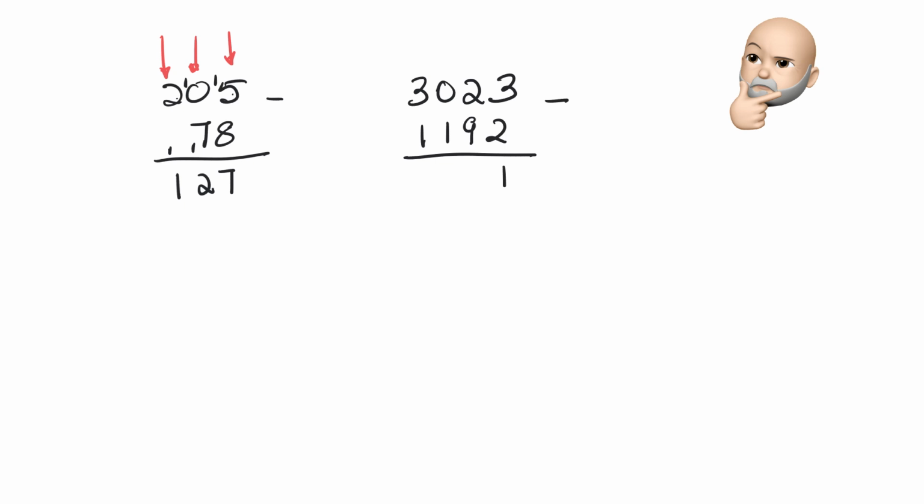Then I go 9 from 2. Can't do that, so I'll borrow from the column next to it. Now I'm saying 9 from 12, which goes 3. I'll pay back. So this little stroke is just the 1 that I'm paying back. So I've then got 2 taken from 0. Can't do. So I'll just borrow from the column next to it. Now it's 2 from 10, which is 8. I'll pay back. And I've got 2 from 3, which is 1.